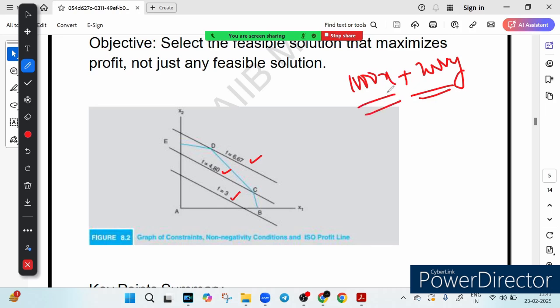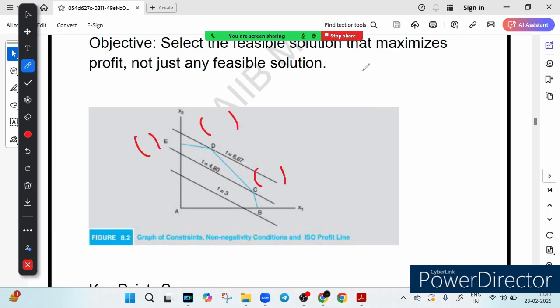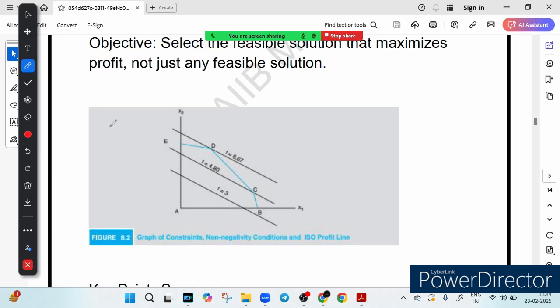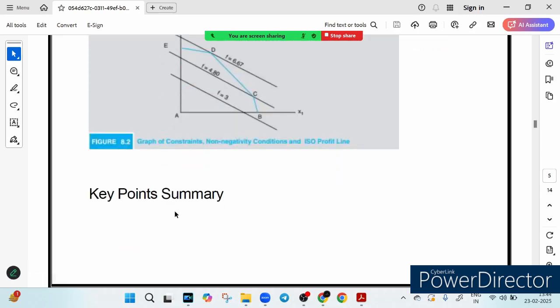1000x plus 2000y. So what you do, you just find the coordinates of this point and you put the coordinates into this equation, 1000x plus 2000y. The one that gives you the highest value is the answer. Let me solve it for you. So in this case the best possible point is point D, right? Point D, because it gives us the maximum profit. So I think we have done it.